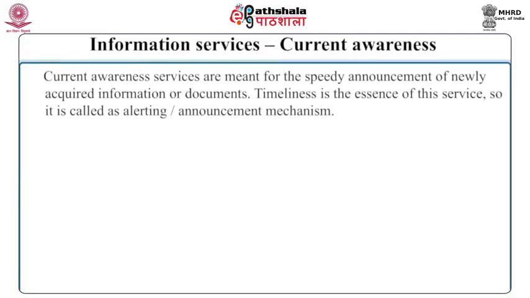The next development is current awareness service. Current awareness services are meant for the speedy announcement of newly acquired information documents. This is because for published information to reach a library, it takes a minimum of one year to 2 years, because it has to be transmitted through sea mail. Now we are getting online, so it is not taking much time.